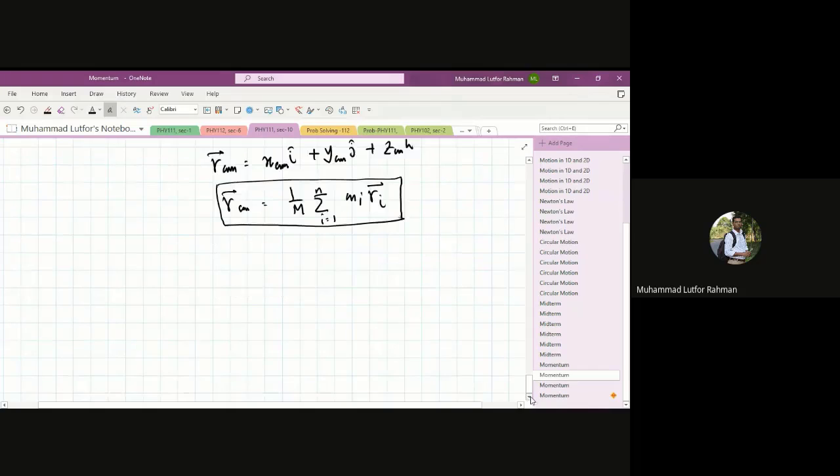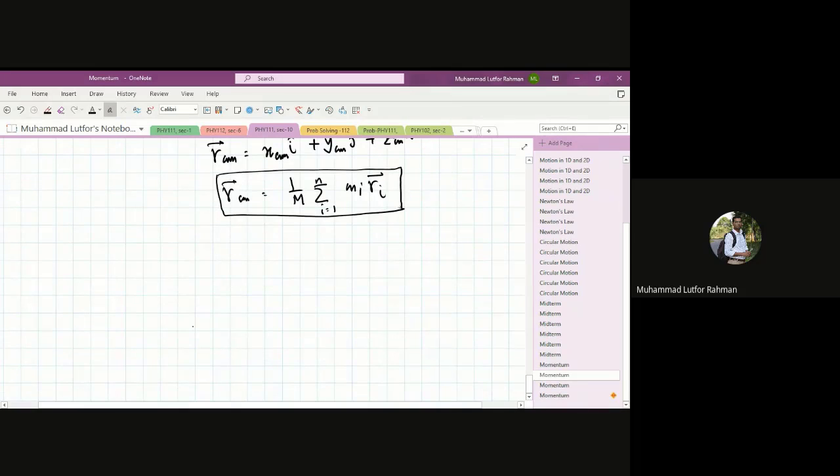Fine. Say I'm going to give you an example. Say I have two point masses. For simplicity, say m1 is 4 kg and m2 is 2 kg. And say these two point masses are connected by a massless rod.